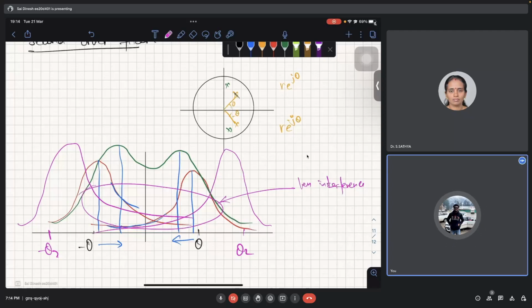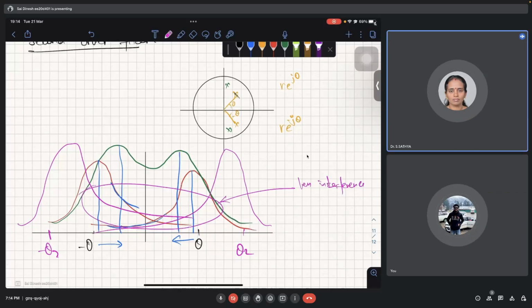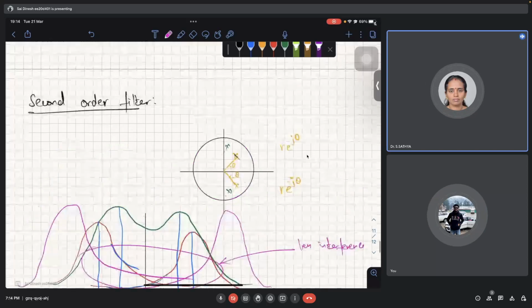Is this topic clear? Any other doubt? So improved resonator means only the peak shifting.